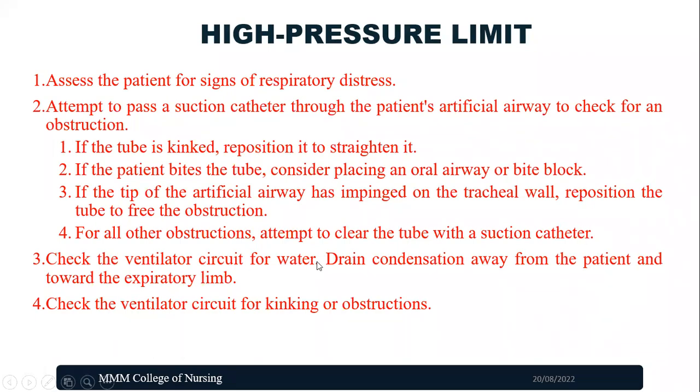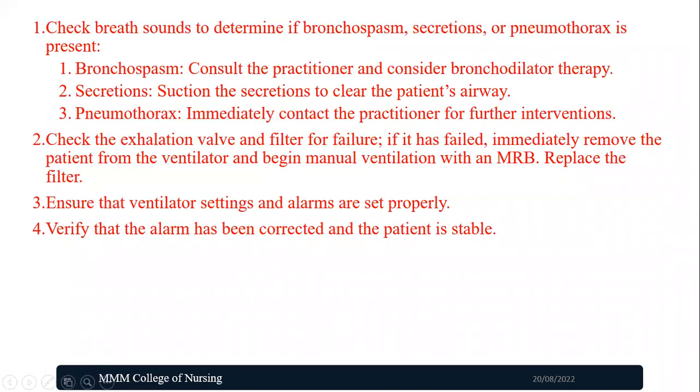Check the ventilator circuit for water, drain condensation away from the patient and towards the expiratory limb. Check the ventilator circuit for kinking and obstruction. And you also have to check for the bronchospasm, secretions and the pneumothorax. Check the exhalation valve and filter for failure. If it is so, take appropriate action. Make sure that the settings and alarms are set properly and the patient is stable.